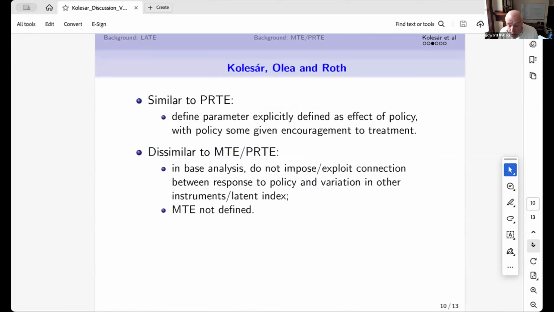So it's going to be somewhat similar in spirit to the policy relevant treatment effect, in that they're defining explicitly a parameter that is the effect of the policy. It's dissimilar to the policy relevant treatment effect in that, at least in the primary analysis, they're not imposing or exploiting a connection between the policy variation and variation in response to the other instruments.